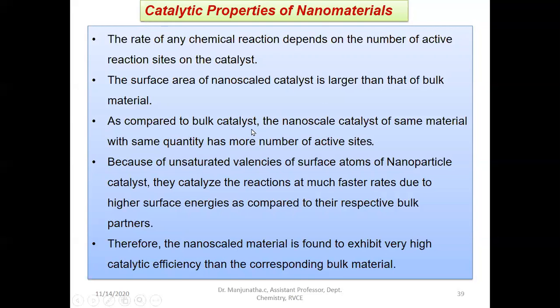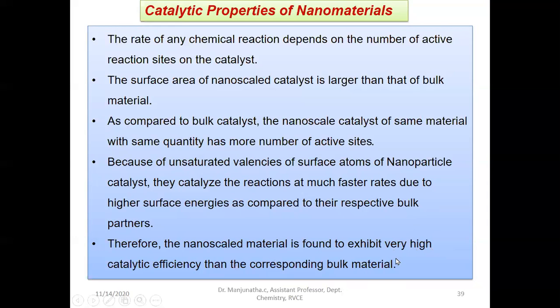As compared to a bulk catalyst, the nanoscale catalyst of the same material with the same quantity has more active sites. And also, because of unsaturated valencies of surface atoms of nanoparticle catalysts, they catalyze the reactions at much faster rates due to high surface energies as compared to their bulk partners. Bulk material has lower surface energy and a lower number of active sites. Therefore, the nanoscale material is found to exhibit very high catalytic efficiency compared to the corresponding bulk material.